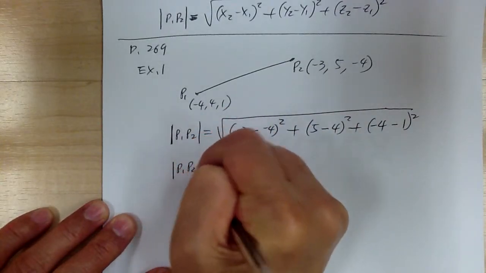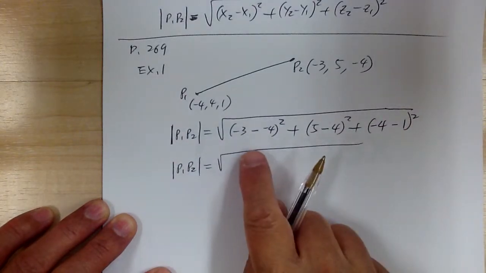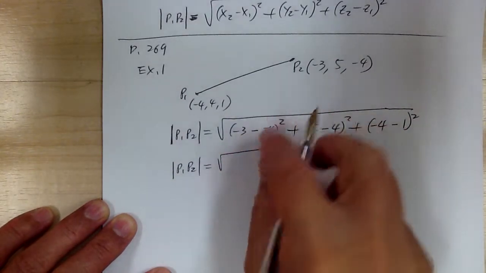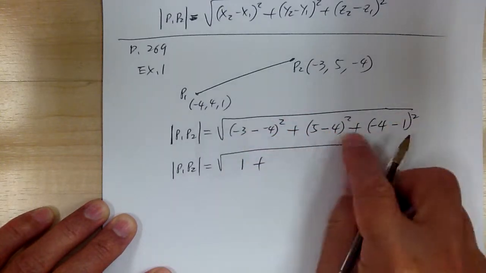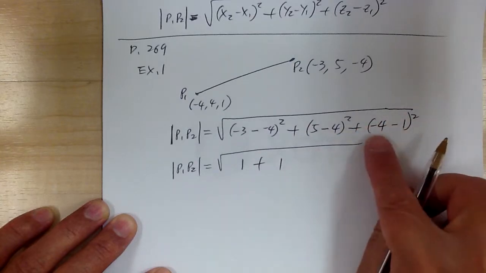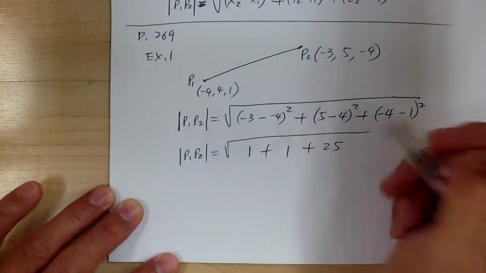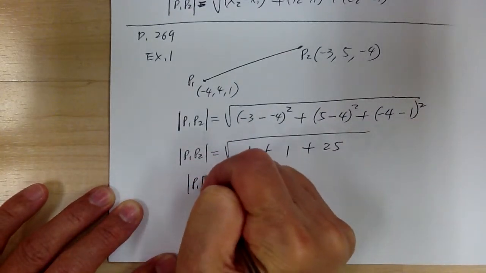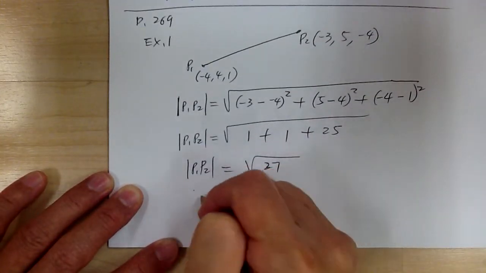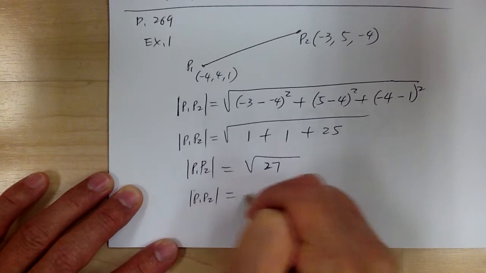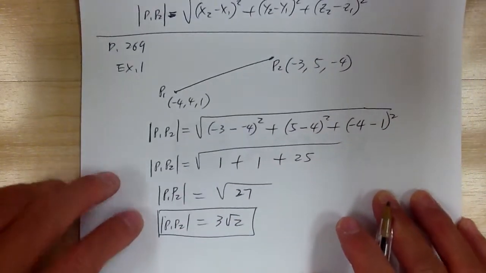And so the distance between the 2 points will equal to, so this will give you negative 3 minus negative 4, which gives you 1 squared, so it would be 1. This one plus 1, again 1 squared is 1, and this one is negative 5 squared, which would be 25. And so the distance between P1 and P2 is the square root of 27, and then you simplify, equal to 3 square root of 3. And there's the length between the 2 points in 3D.